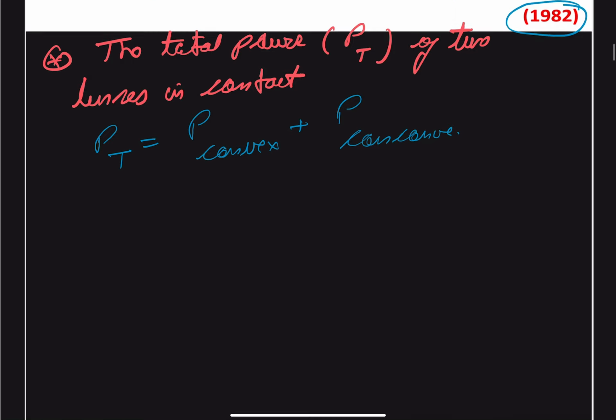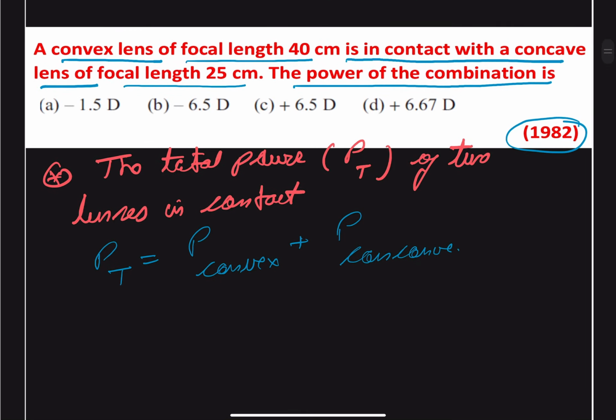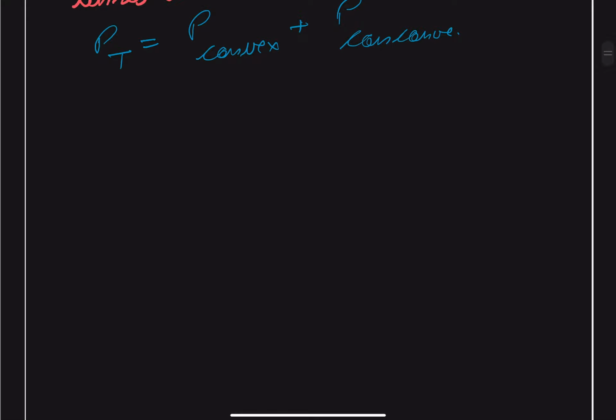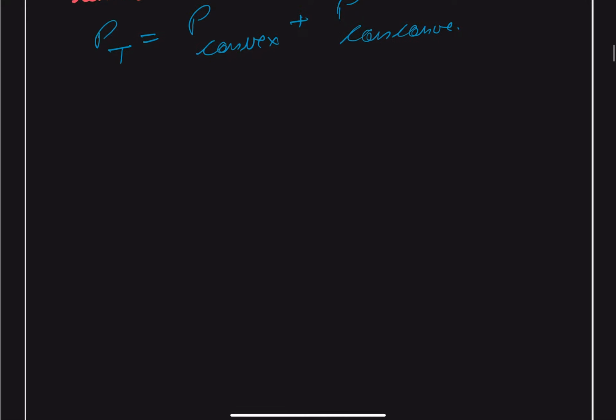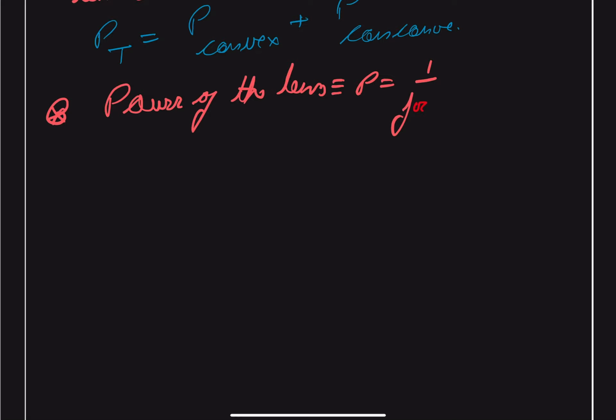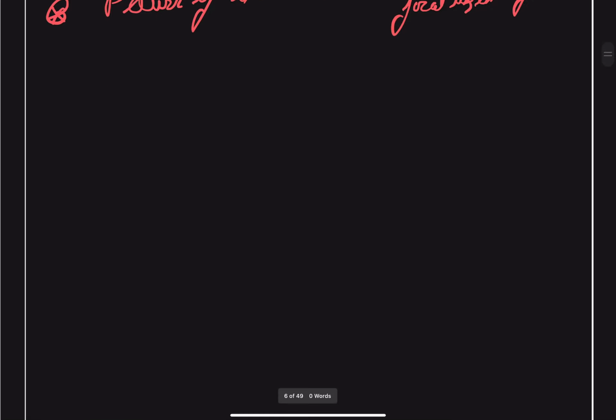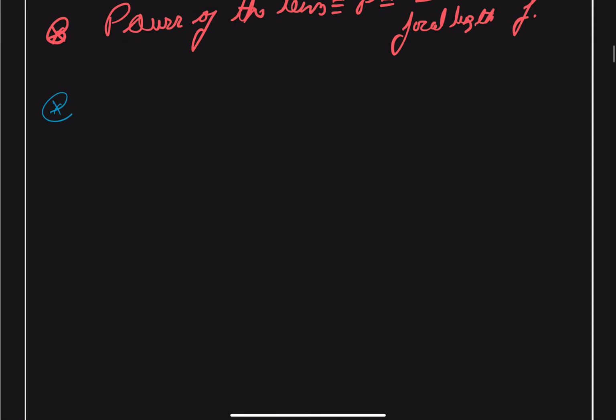Okay. And here we are given their focal length, and we also know the relationship between the power and the focal length. So we can say that power of the lens, that is our P, is equal to 1 upon its focal length, which is 1 upon f. So therefore, we can write this particular formula for convex lens as well as the concave lens.